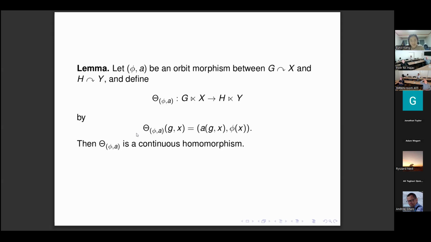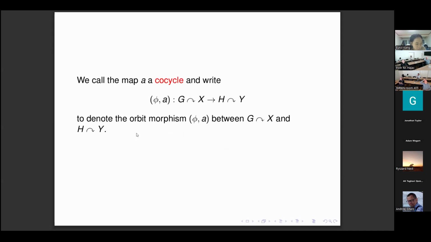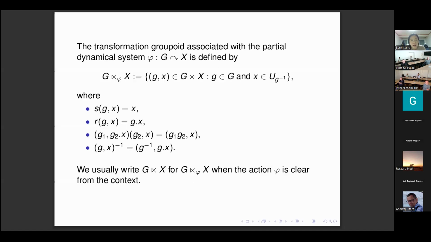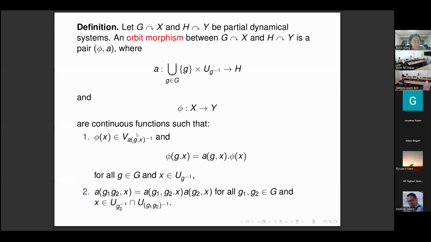I have a question. Can this notion of orbit equivalence be rewritten purely in terms of the associated groupoids? Because on the previous page, you introduced the notion of a groupoid associated with a partial action. And now we are talking about orbit morphism in terms of these partial actions. So my question is, can this orbit morphism between actions be written in terms of groupoids?